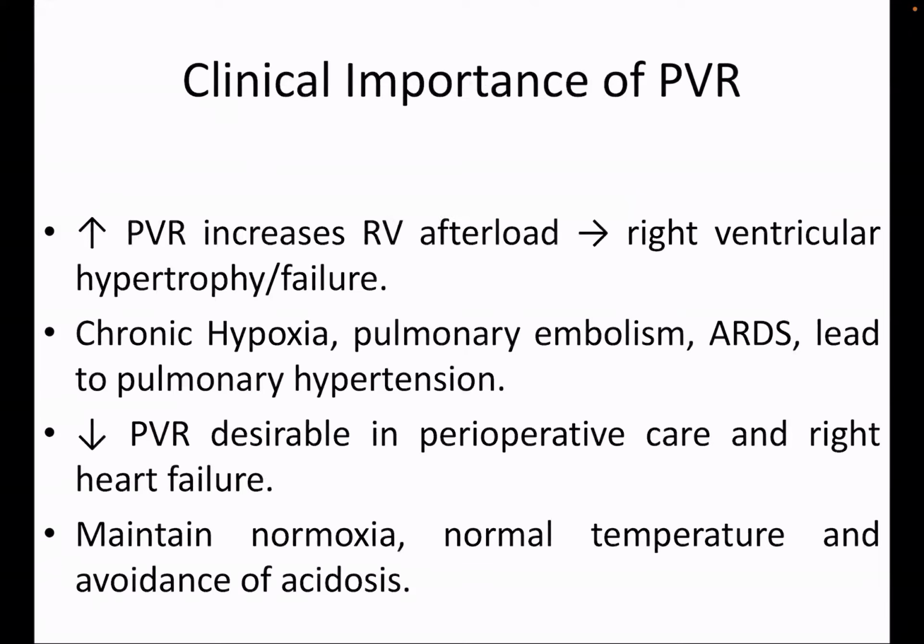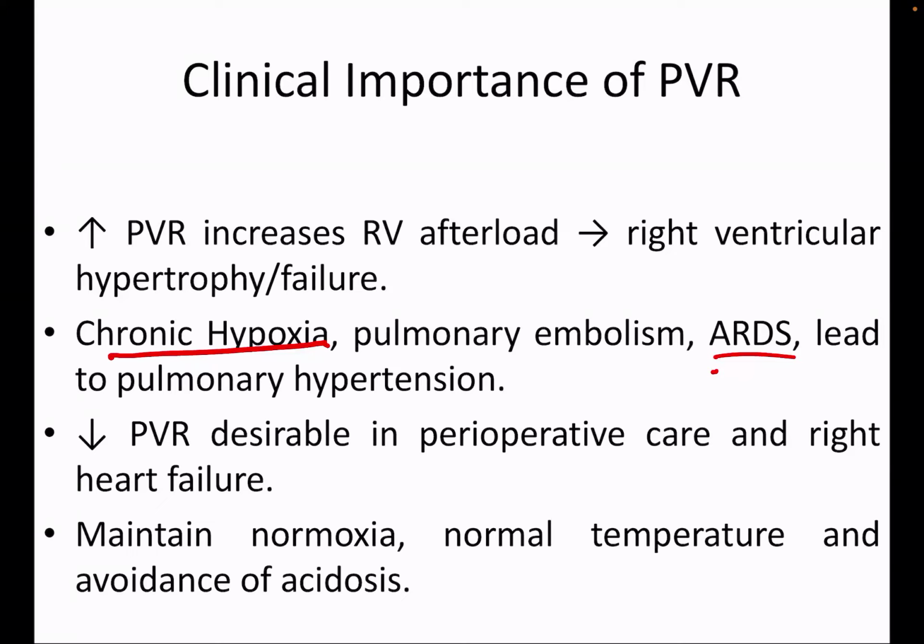Now coming to the clinical importance of PVR. As we all know, very simple, if PVR increases, RV afterload will be higher, and RV, as we all know, is very sensitive to high afterload. So RV failure, and if chronically raised, there will be RV hypertrophy, and eventually it will go to failure, and there will be increased chances of arrhythmias also. Then chronic hypoxia, pulmonary embolism, and ARDS will lead to pulmonary hypertension, which will again have a bearing on the RV, and it may lead to acute RV failure, and in case of chronic hypoxia, it may lead to cor pulmonale, that is RV failure due to a lung cause.